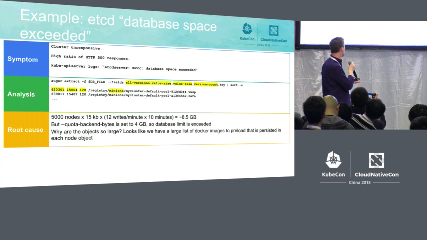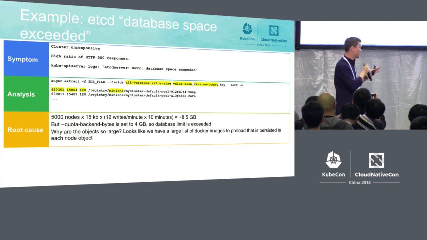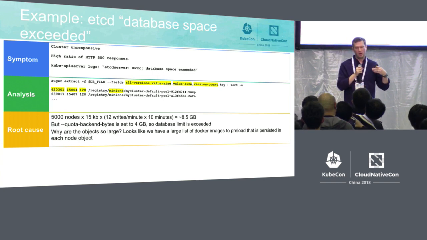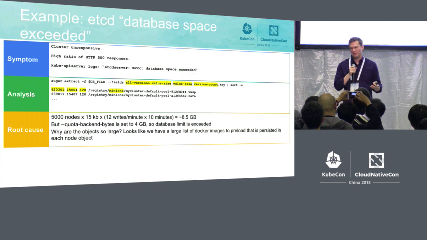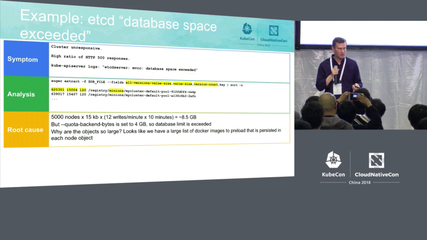Another question you might ask is, well, why is it being updated 12 times a minute? Well, if you do some research, and this is a little advanced, you might find that all the nodes in Kubernetes do a heartbeat update to the Kube API server every 5 seconds. And so that's where those writes are coming from. You can calculate all this together and sort out what's going on.